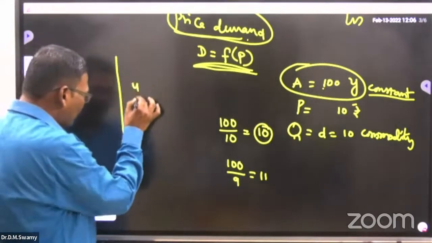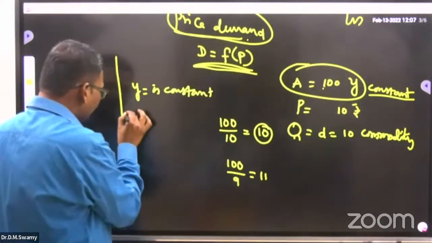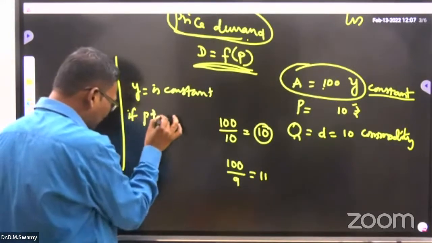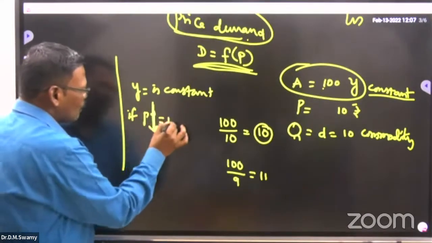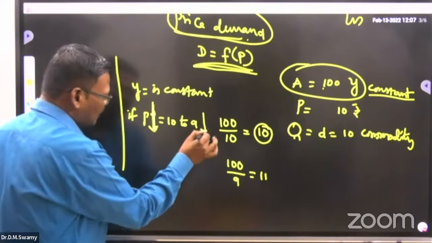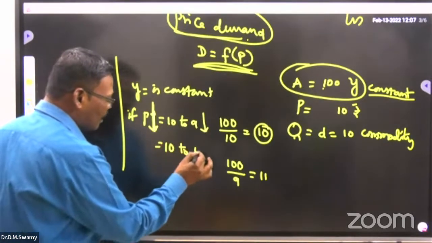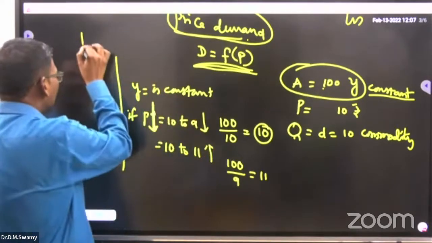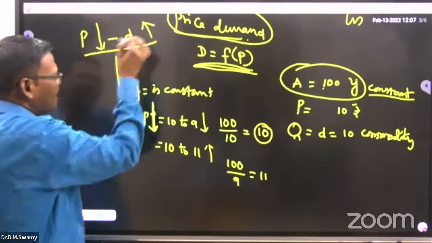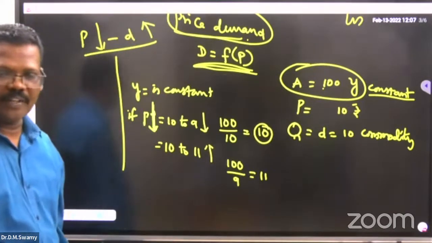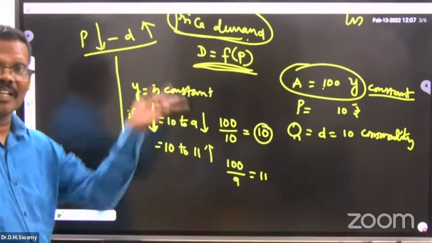So whenever your income is constant, if the price decreases from 10 rupees to 9 rupees, then you are going to increase your purchasing from 10 to 11 commodities. That means if the price decreases, you can say the demand is going to increase. Are you getting the point? Okay, if the price decreases, the demand increases, if other things are constant.